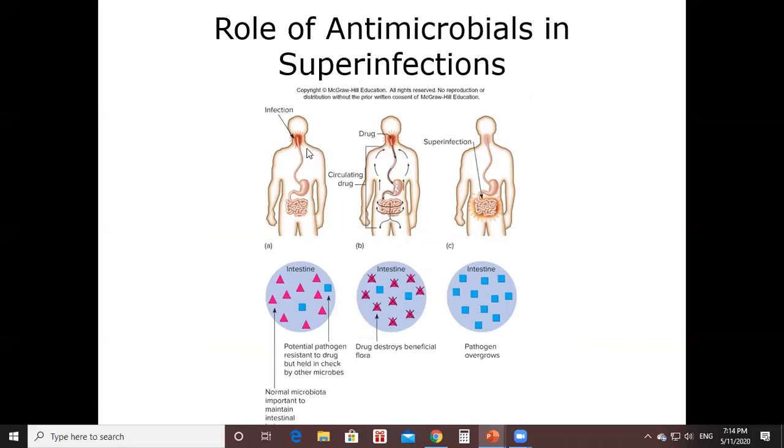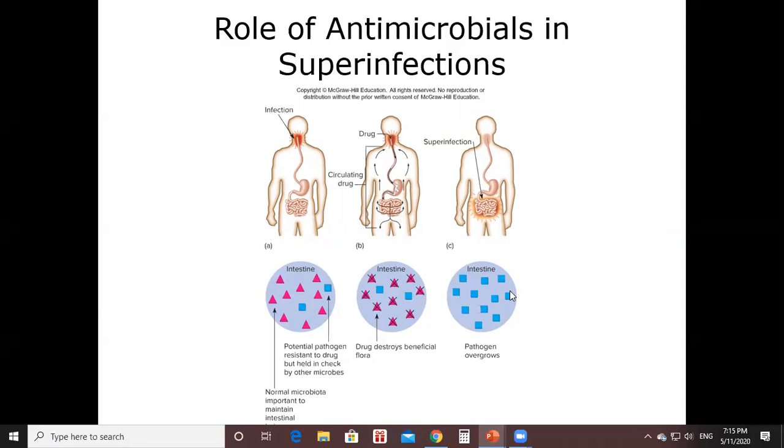There's a superinfection where you get an infection, and so you give a drug to treat the infection. Well, it kills off all the bacteria. In the intestines, it wasn't targeting those, but it kills off the good bacteria. This is normal microbiota, important to maintaining intestinal health. But in our intestines, you have some that are pathogens. When you kill off all these good ones, then these few pathogens start proliferating. So you get what you call a superinfection.